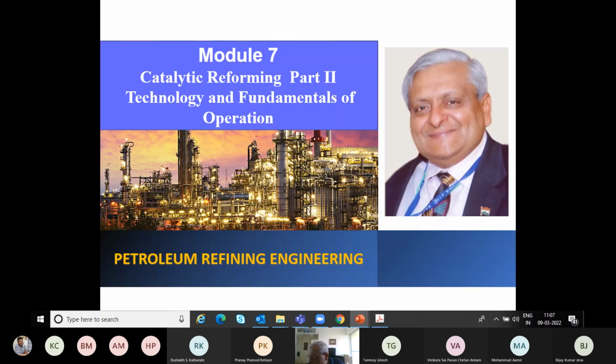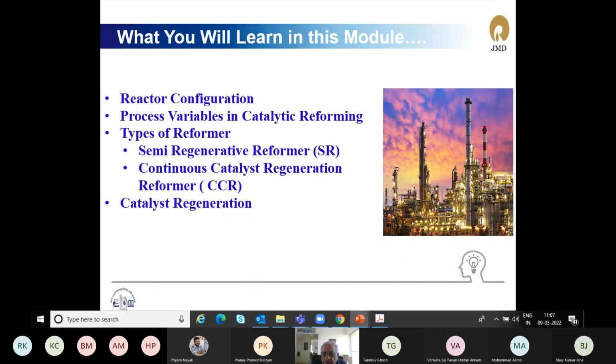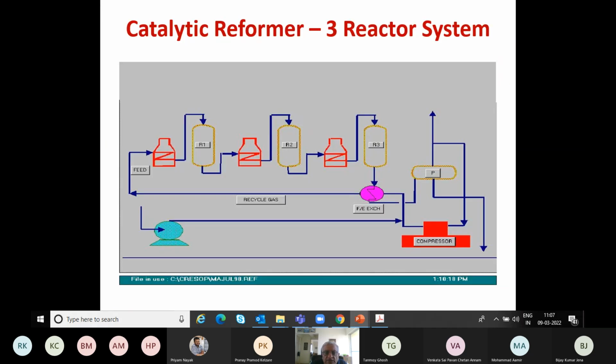So last time when we met, on 16th February, I had started the second part of catalytic reforming, which is an extension of the first part in terms of how we convert the chemistry of catalytic reforming into a technology, and from there onwards into an operating plant. So, if you recall, I had talked about the reactor configuration, which is a typical three reactor configuration.